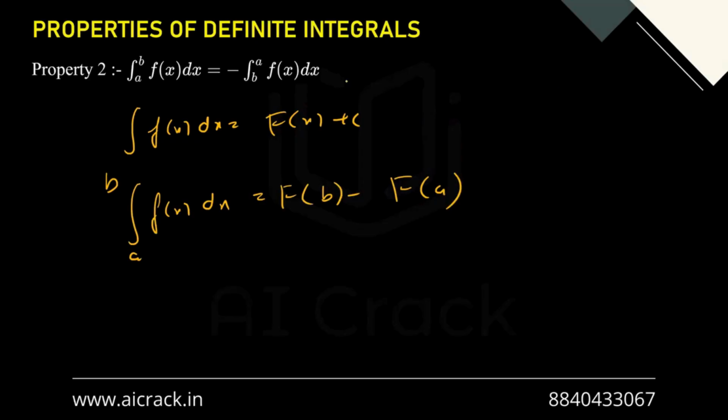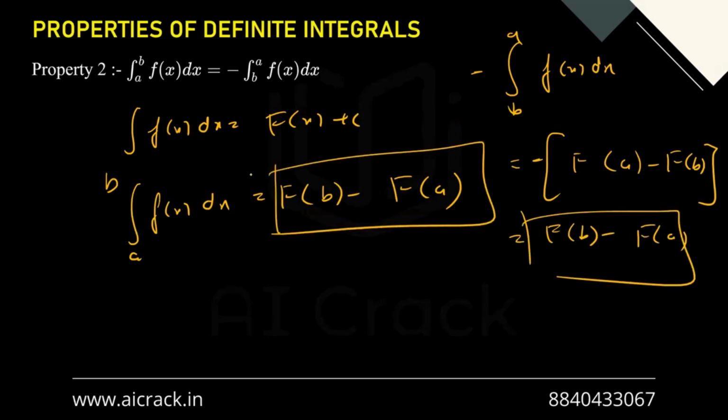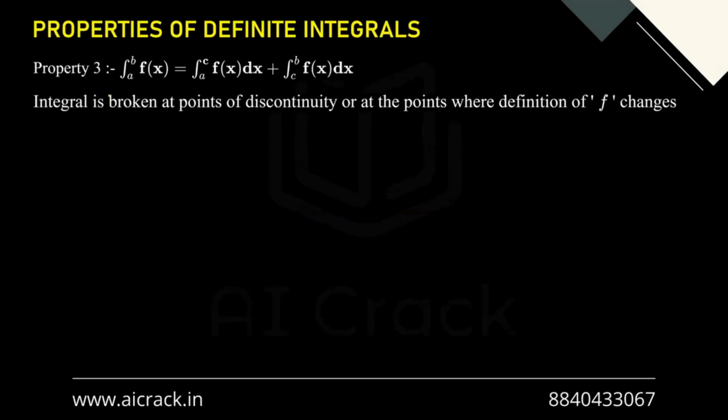Now, let's say we are talking about this one. In this case, what we are doing? Minus of integral b to a f(x) dx, right? So this actually becomes minus times F(a) minus F(b), right? So this actually becomes F(b) minus F(a). So this is same as this one, right? Hence proved.